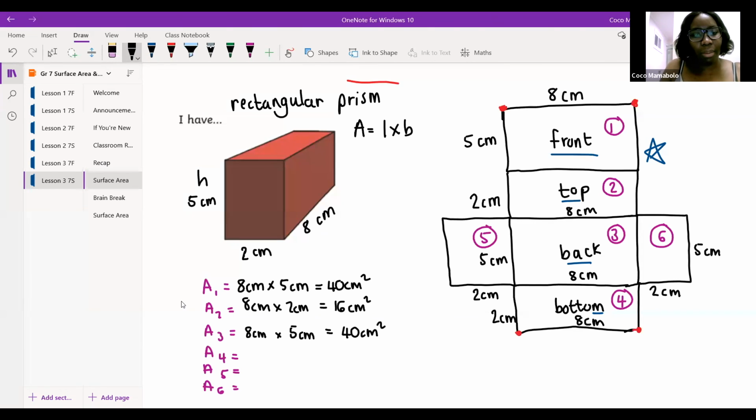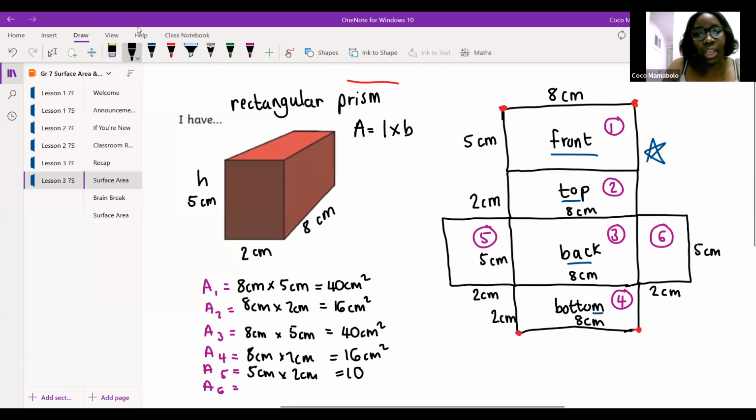Thank you very much. Number 4 is my bottom. Okay, excellent: 8 centimeters times 2 centimeters. Oh, guys, this is really easy for you. And number 5 is 10 centimeters. Let me see how you got to 10 centimeters: 5 centimeters times 2 centimeters. Indeed, 10 centimeters squared, and number 6, as you say, is 10 centimeters squared.